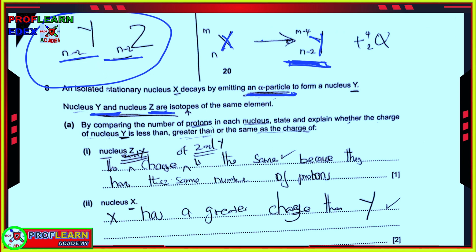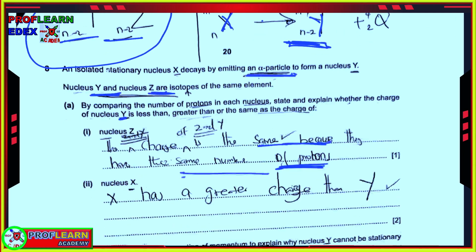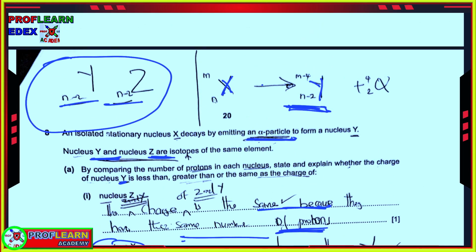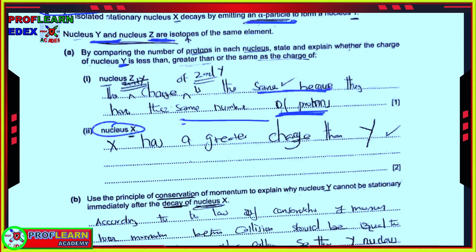By comparing the number of protons in each nucleus, state and explain whether the charge in Y is less than, greater than, or the same as the charge in Z. Y and Z have the same charge because they have the same number of protons. But when we are talking about the nucleus of X, the nucleus has a greater charge than Y. Why is that? You can see here this has n, but this has n minus 1. So we're going to say X has a greater nuclear charge.